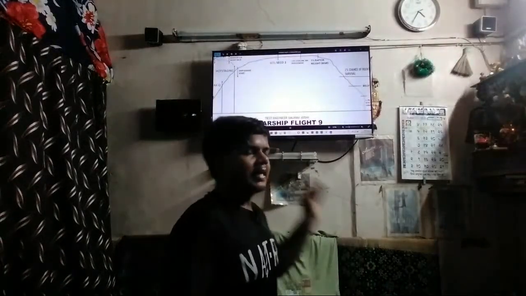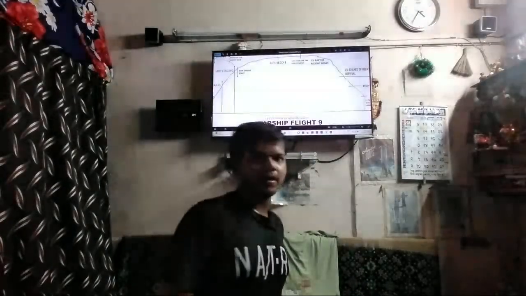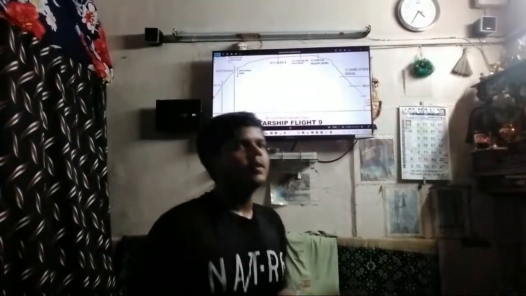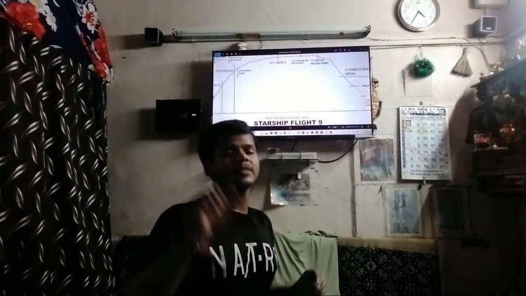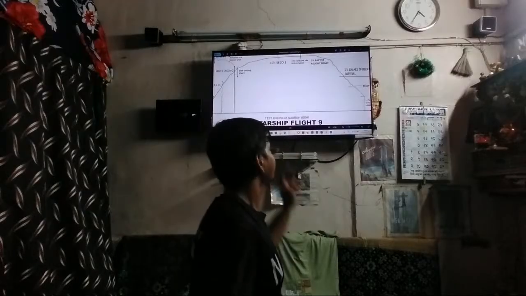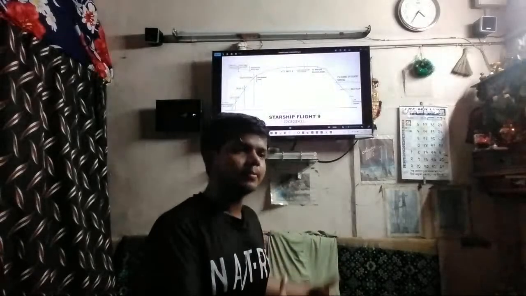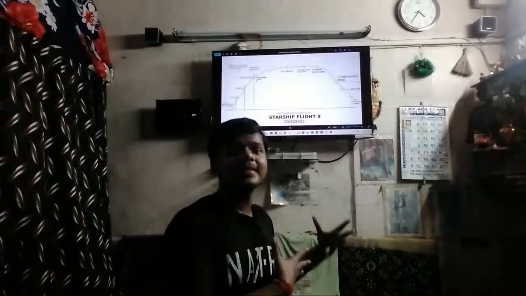And after that, there is a 5% chance and probability that the Raptor relight demo will be taken up. So we don't know whether the Raptor relight demo will happen or not, but there is a 5% probability. It's telling and indicating Ship 35 will perform there, and after that it will perform the re-entry maneuver with a higher angle of attack to reduce the descent velocity, increasing the atmospheric drag.